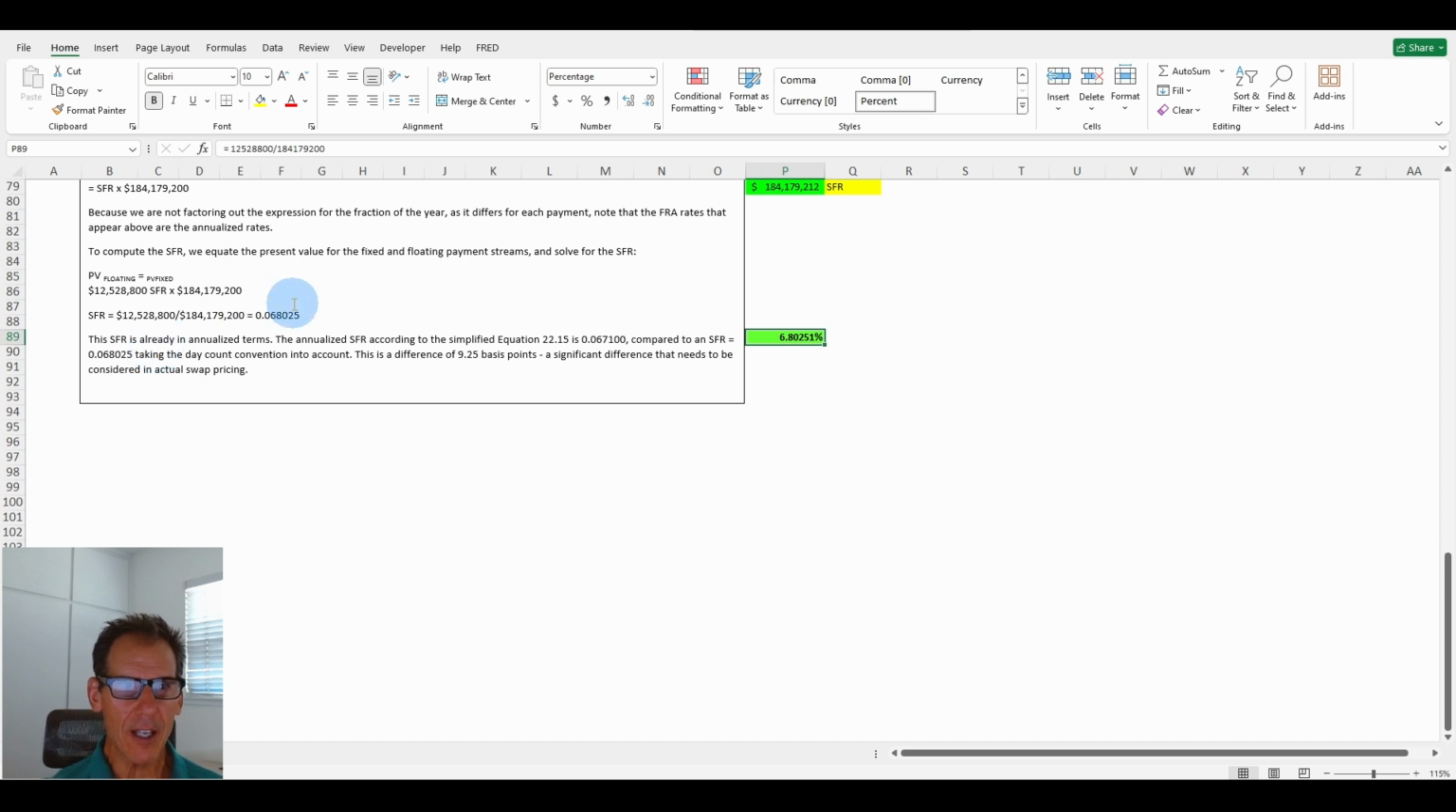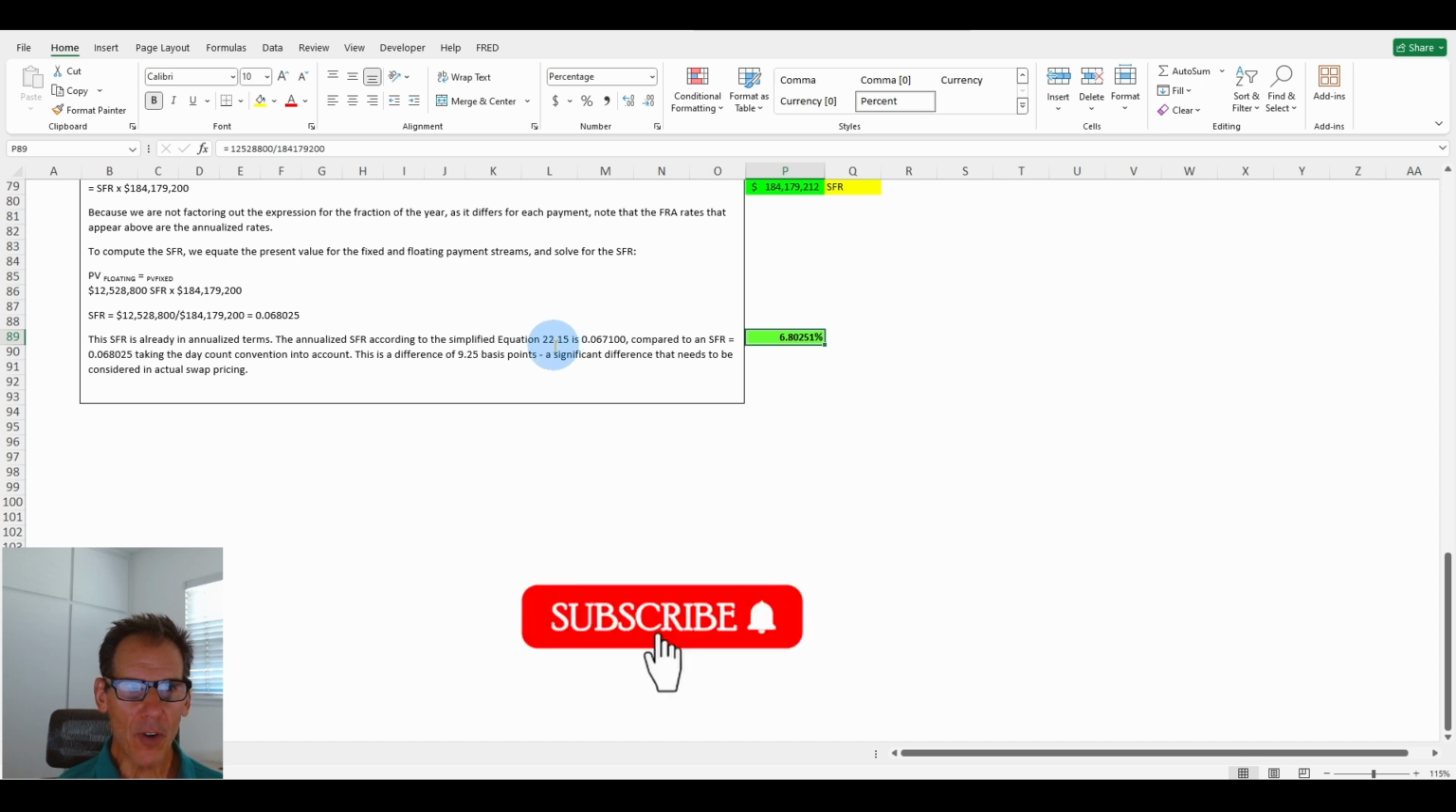The annualized SFR, according to the simplified equation 22.15, is 0.06100 compared to an SFR of 0.068025 taking the day count convention into account. This is a difference of 9.25 basis points, a significant difference that needs to be considered in actual swap pricing.